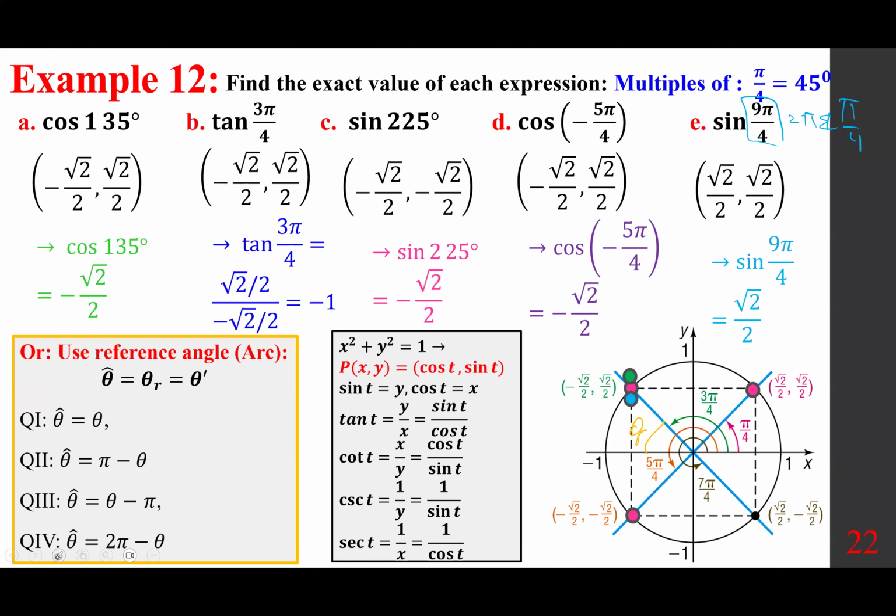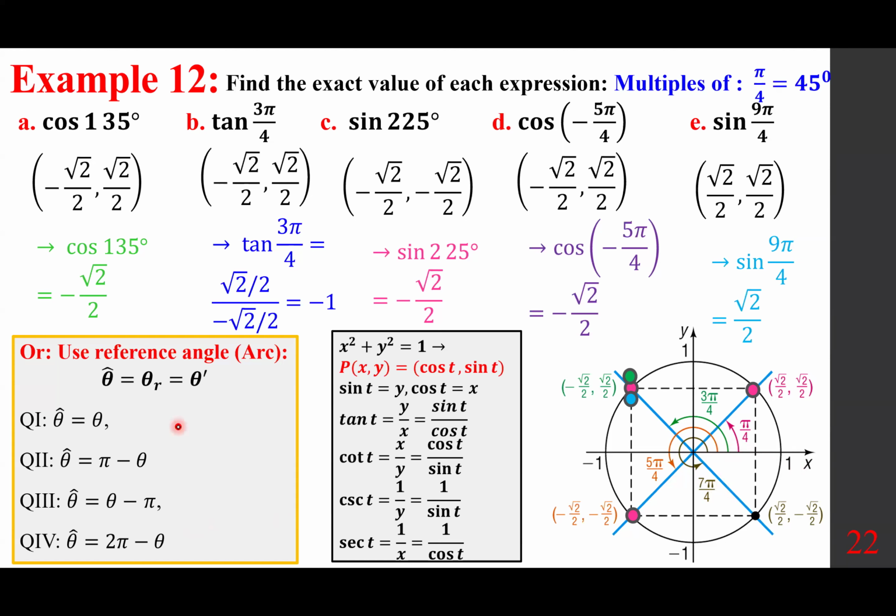For the third quadrant, this is the reference arc. So the closest angle to the x-axis, okay? And this is again pi over 4. So in this case it would be the angle theta minus pi. In the fourth quadrant, this angle, which is again pi over 4, 45 degrees, so 2 pi minus the angle would be the reference arc.